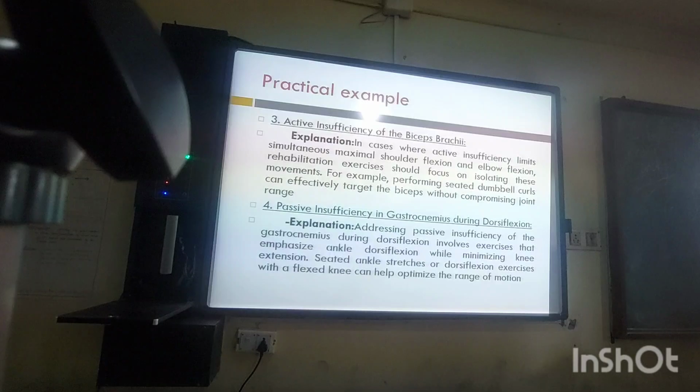Hams. I want two girls. We have done for the triceps, we have done for the biceps, we have done for the long finger flexors and extensors. Now I want for hams, and this is all done. Yes, for hams, you have to tell me active and passive insufficiency. यहाँ इधर आओ पीछे.